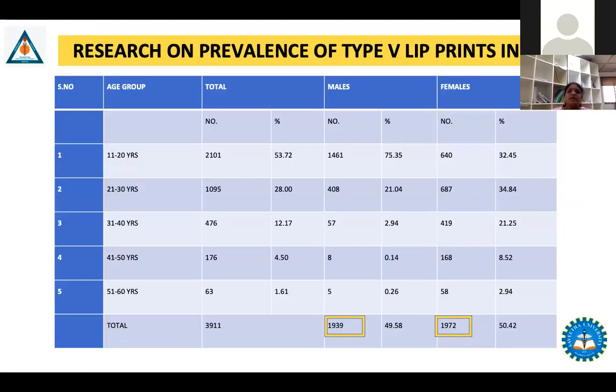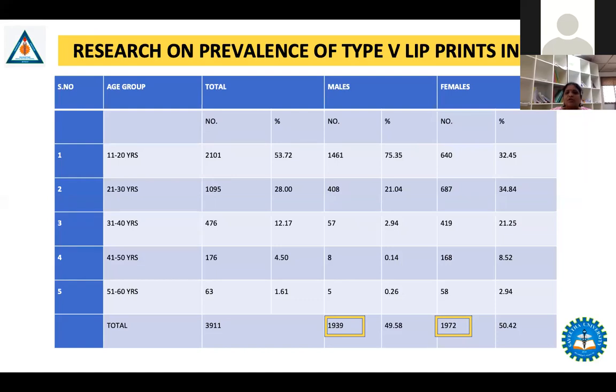Then I continued my research since I had unique observations in my MDS thesis study that type 2 and type 5 had a lot of sub-classifications, which was not noted by most of the researchers. I was able to notice that because the typing of lip print was done compartment-wise. Since the lip print was collected from 12 different portions of lip, this helped me observe these unique observations, especially in type 5 and type 2.